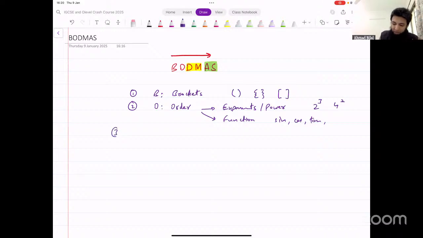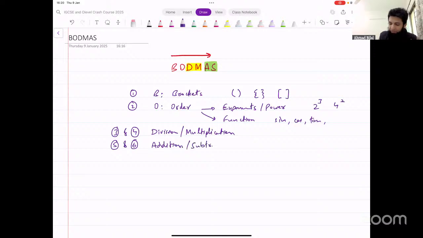So at number three and number four, you've got division and multiplication. Between them, it doesn't matter which one you do first. And at number five and number six, you've got addition and subtraction. Between them, it does not matter which one you do first. Okay, so this is the order that you're going to follow when you apply any operations.